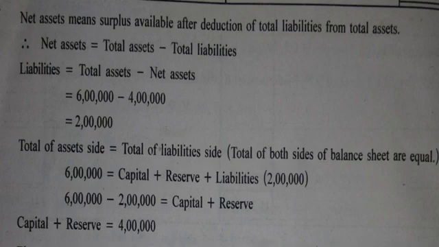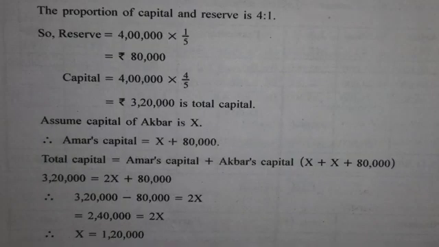4 lakh is about what? It is about capital. Capital of whom? Of Amar and Akbar. And the reserves. So 4 lakh is the amount of capital and reserve. Now we are supposed to find out what is the amount of capital from 4 lakh and what is the amount of reserve. For that we are already provided with the information that the proportion of capital and reserve is 4:1.